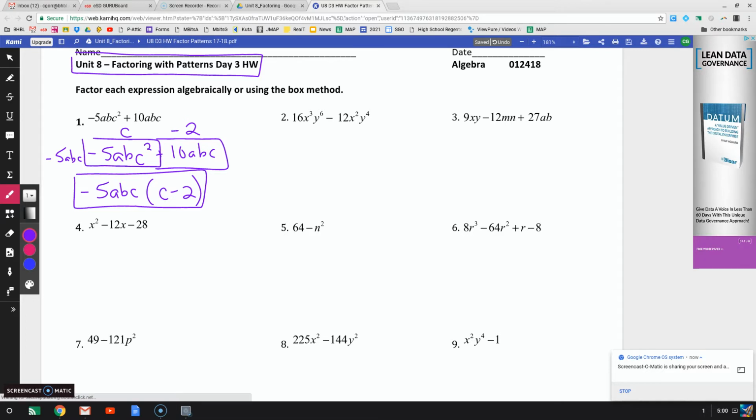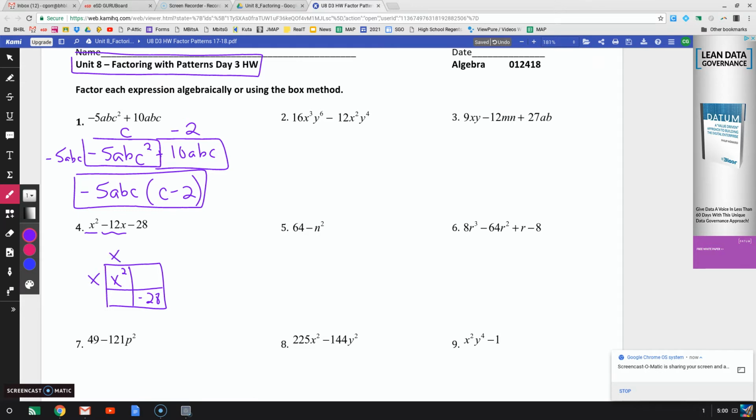Question 4, x squared minus 12x minus 28. So since this has 3 terms, I'm asking myself first, is there a GCF? Since there is no GCF, I'm going to move to a 2 by 2 box. Now when I do my 2 by 2 box, I make sure that I fill in my x squared in the top left, my negative 28 in my bottom right. And I need to now figure out, well, how am I going to get my middle terms here to add to a negative 12x? So I'm going to think about, how did I get an x squared? Well, that had to be an x times an x.